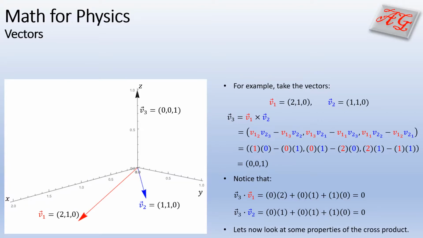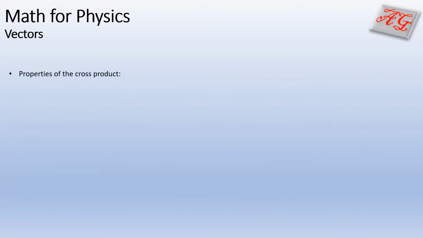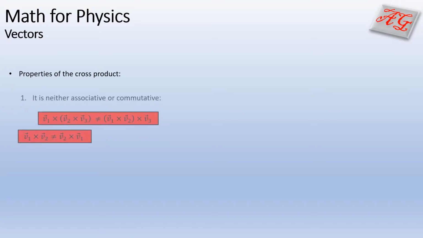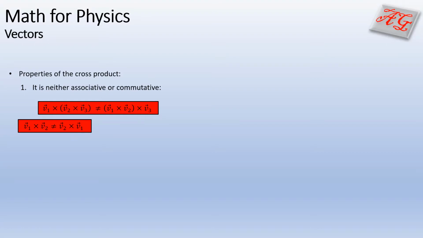So let's now look at some of the properties of the cross product. Of course, all of the following properties can be easily proven, but I will just give the result. The cross product in general is neither commutative nor associative. So when taking the cross product of 3 vectors, you must be careful which operation comes first. Also, you must be careful with the order, whether it is b1 cross b2 or b2 cross b1. However, it is true that reversing the order just flips the sign of the cross product.